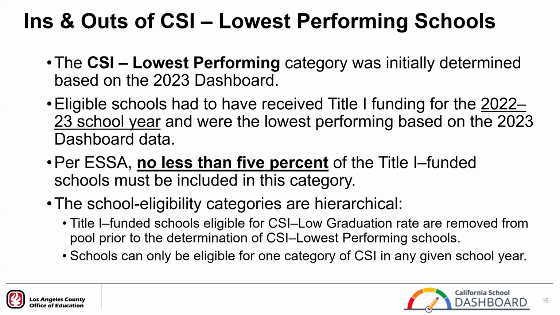Now, the ESSA plan calls for no less than 5%. That doesn't mean they get to 5% and stop. It's however many criteria need to be applied to get them to at least 5%. So sometimes it's 6% of the schools or 7% of the schools. Once they're identified on that, they cannot be identified for any other criteria. Next slide, please.